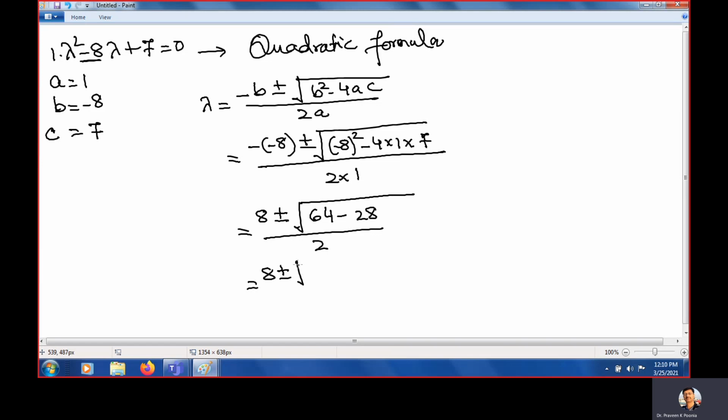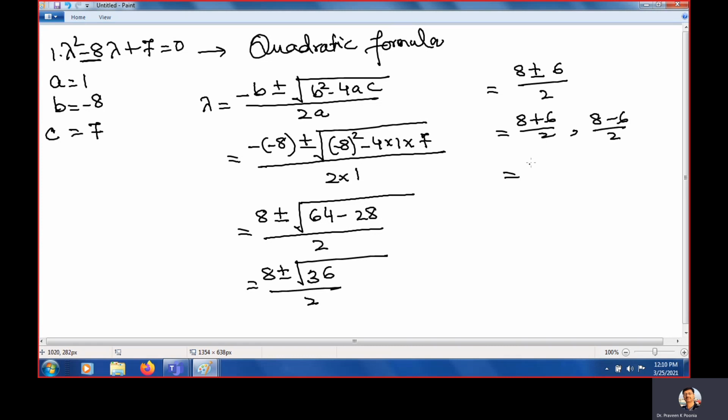If you subtract, 64 minus 28 is 36, upon 2. And you can take 8 plus minus, the square root of 36 is 6, upon 2. So choose one time plus and one time minus. So 8 plus 6 is 14, divided by 2 is 7, and 8 minus 6 is 2, divided by 2 is 1. So dear friends, we got two values of lambda: lambda 1 is 7 and lambda 2 is 1.